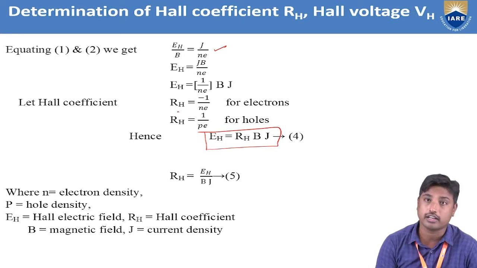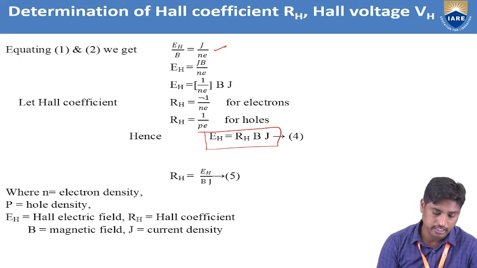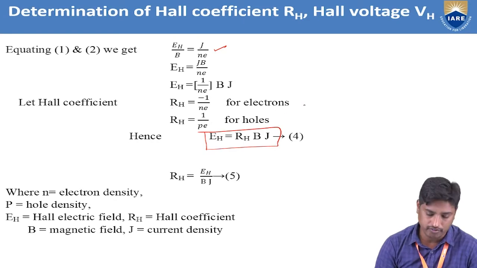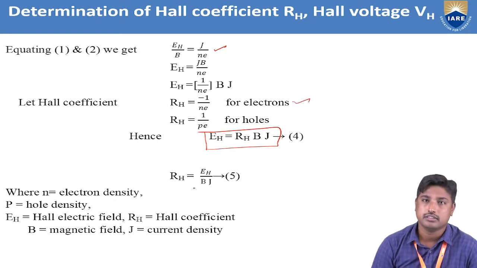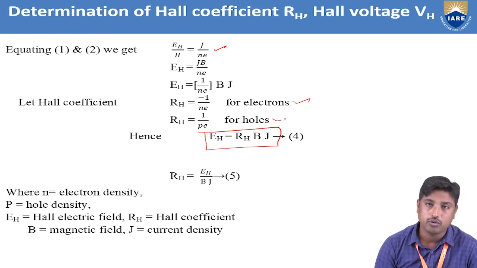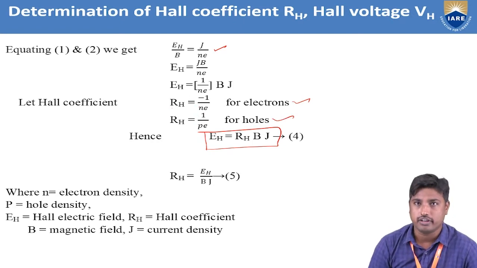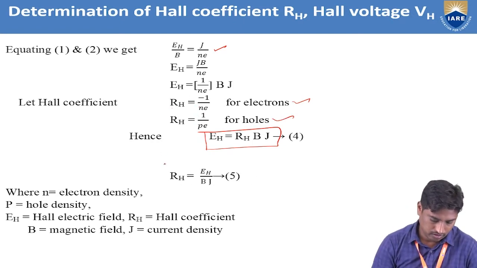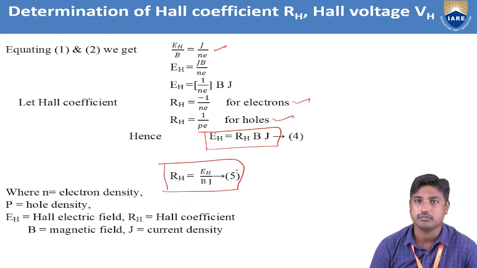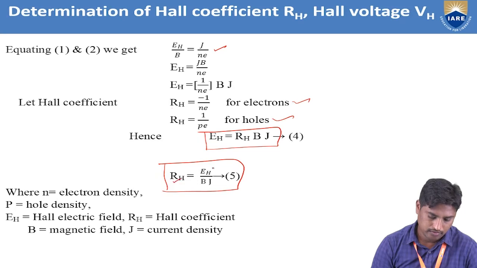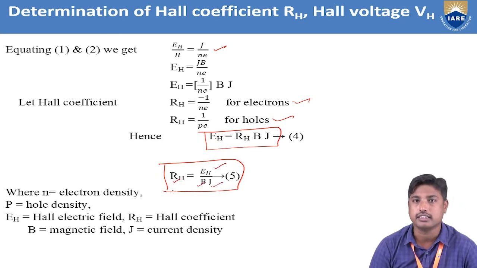Now here we clearly represent that R_H is negative, minus 1 by n e, for electrons. So R_H is positive for holes. By getting these positive and negative signs, we can identify the type of material used in a Hall effect. So R_H equals E_H by B into J, one of the important relations between the Hall coefficient, electric field, magnetic field and current density.